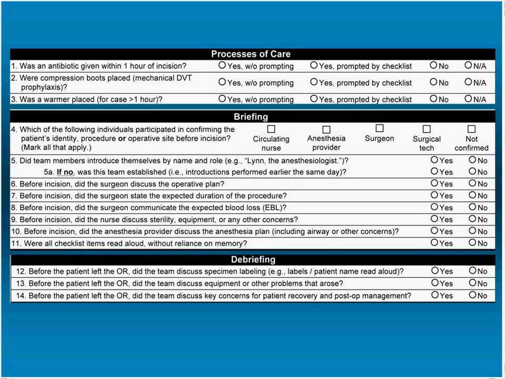Did the nurse discuss sterility, equipment, or any other concerns? Did the anesthesia provider discuss the anesthesia plan? And finally, were all checklist items read aloud without reliance on memory? And this whole little section then can give you a tremendous amount of feedback. Are people stopping? Are they engaged? Are the individuals who are supposed to be communicating actually communicating? And then finally, are they using the checklist like a checklist? The checklist isn't meant to be memorized.